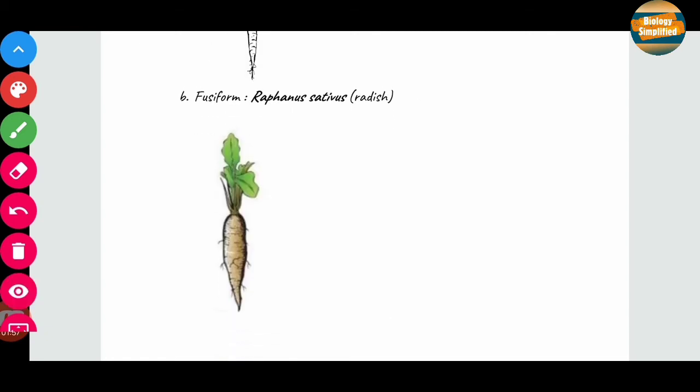Next form is the fusiform. In this case, the root changes its shape to fusiform. Fusiform shape is one in which the anterior and the posterior regions are pointed and the central region is thick. Here you can see the front region and the back region are pointed and the central region is somewhat thick. Example we can see here: radish, Raphanus sativus.